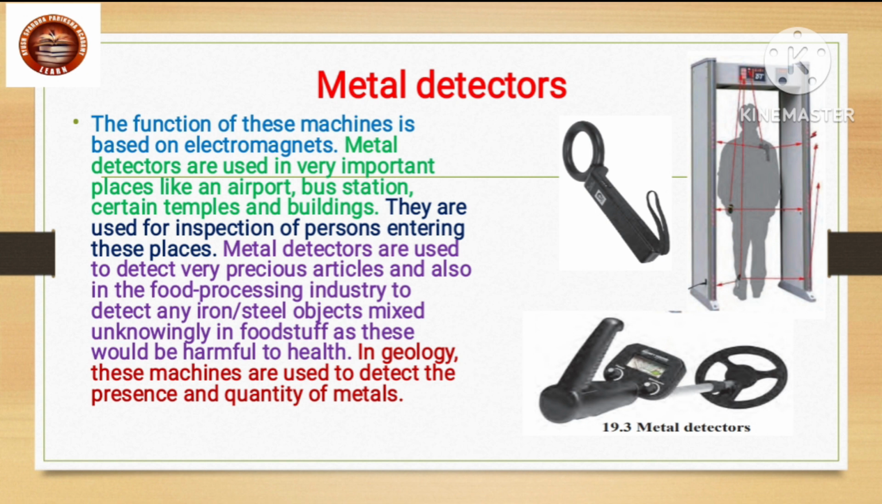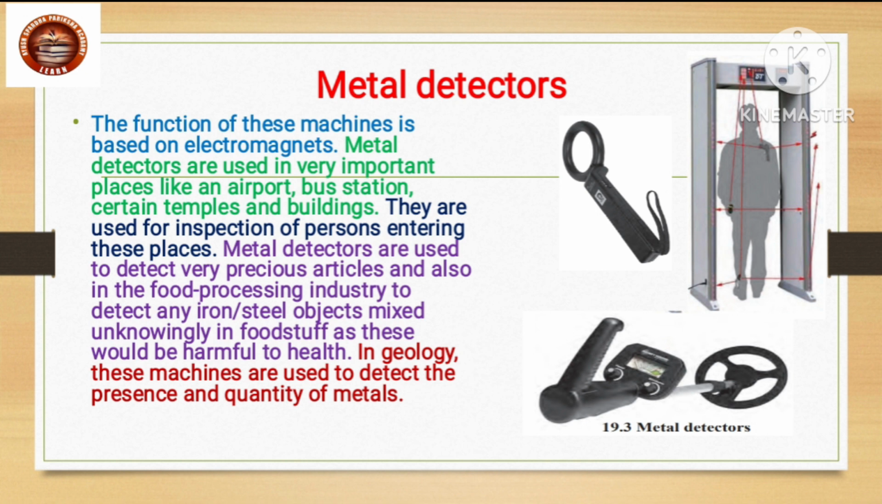Metal detectors. The function of these machines is based on electromagnets. Metal detectors are used in very important places like airports, bus stations, certain temples and buildings. They are used for inspection of persons entering these places.